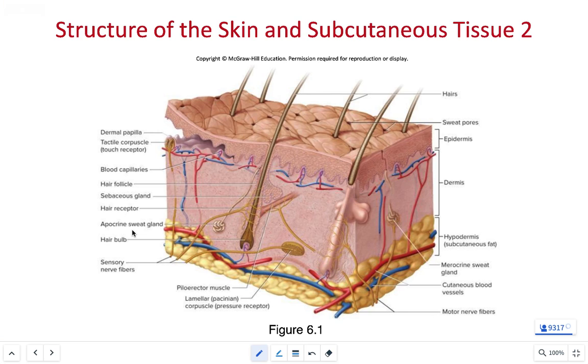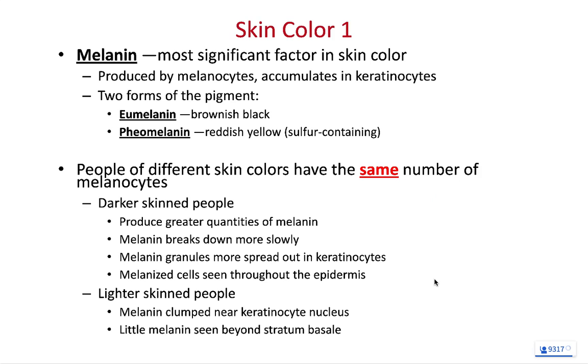So we've talked about the epidermis and those 5 layers on the surface. We've talked about the dermis. We've talked about the hypodermis. Let's focus on some of the specialized structures within. First, let's focus on skin color. Melanin is the pigment that is produced by the melanocytes and gives us most of the coloration of our skin.